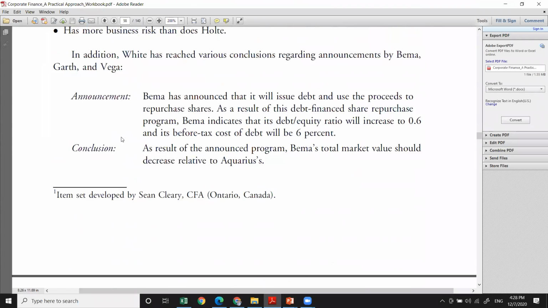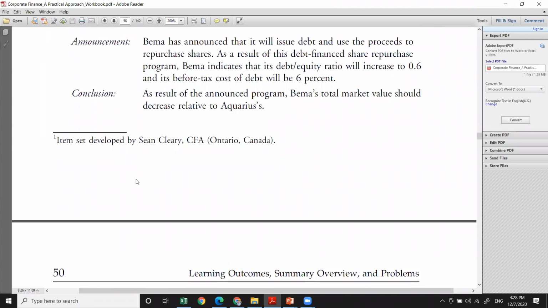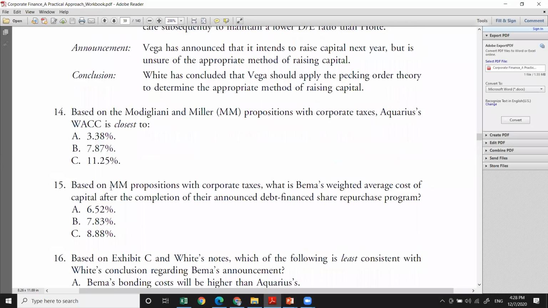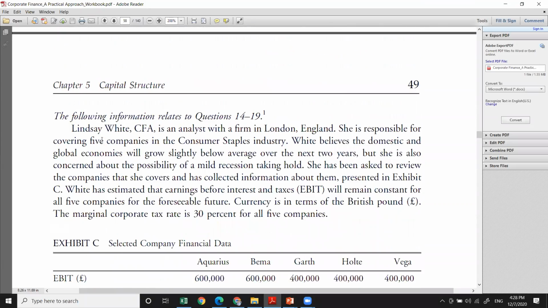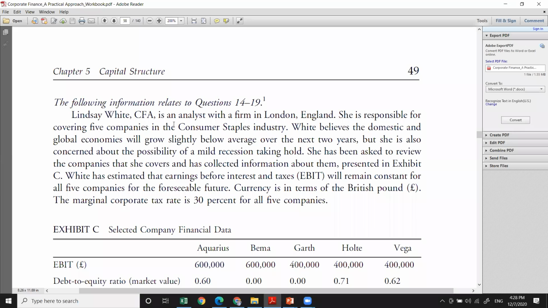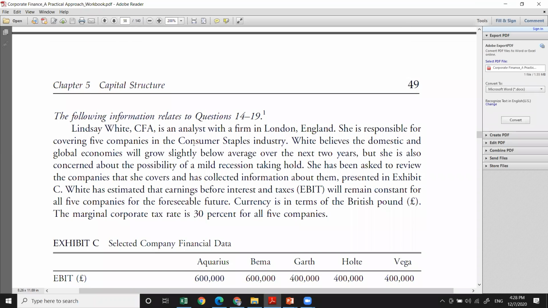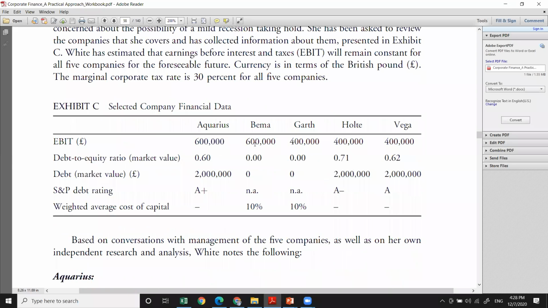Coming to question 14, I'm not going to read it. I assume that you read all the stuff. There's a Lindsay White company. A CFA analyst was evaluating 5 companies here. 2 companies don't have debt, which means they are fully equity financed.